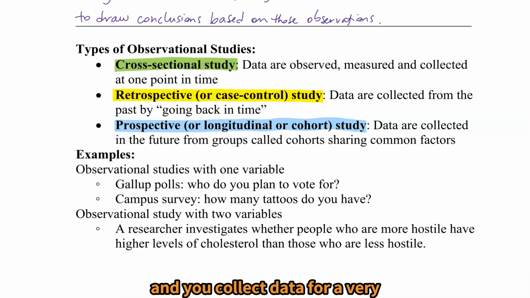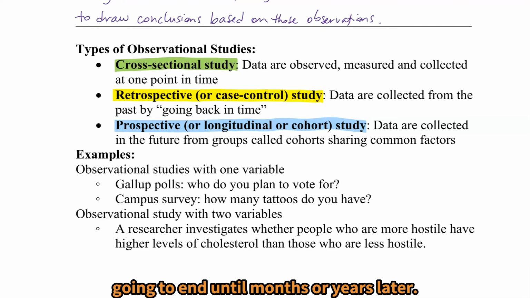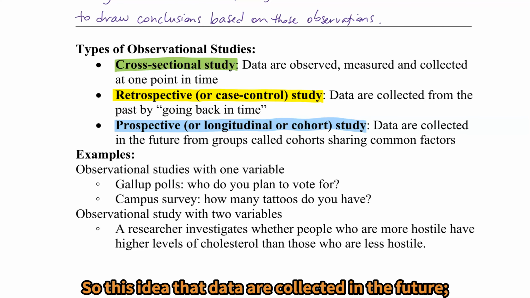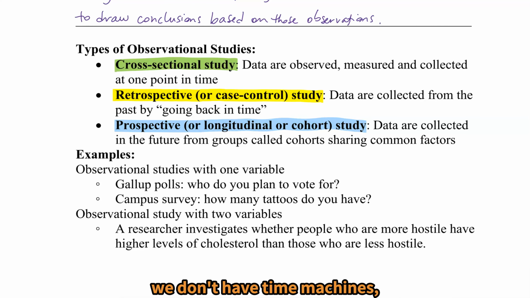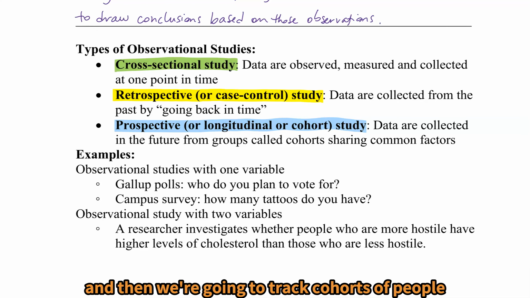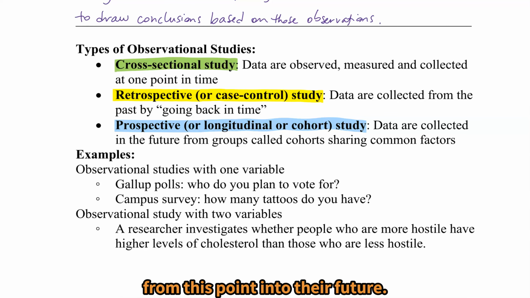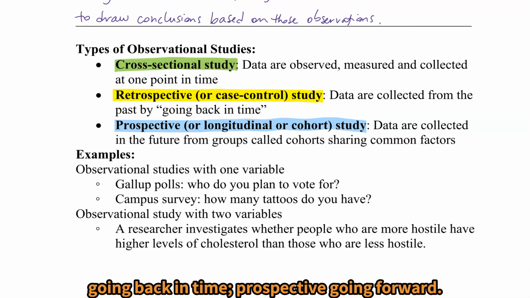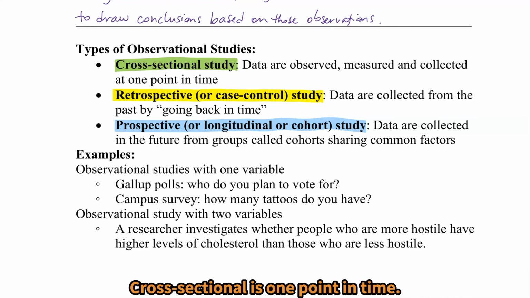And the prospective or longitudinal or cohort study is where you start collecting data, and you can collect data for a very, very long time into the future. You know that your observation is not going to end until months or years later. We don't have time machines, but we decide to start a study, and then we're going to track cohorts of people from this point into their future. So retrospective, retro going back in time, prospective going forward. Cross-sectional is one point in time.